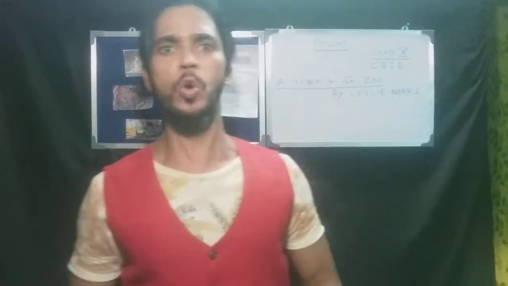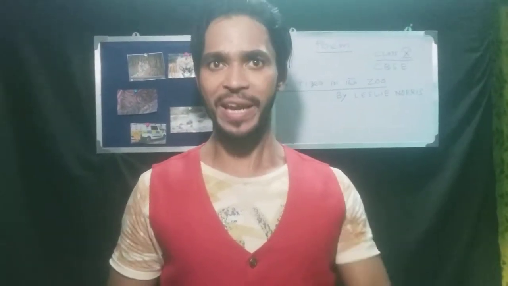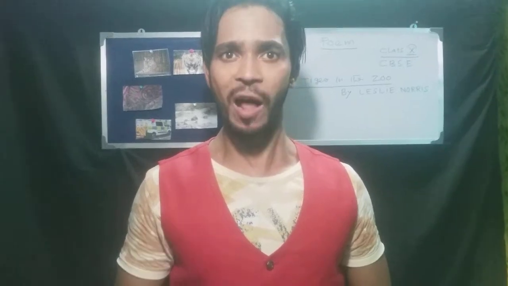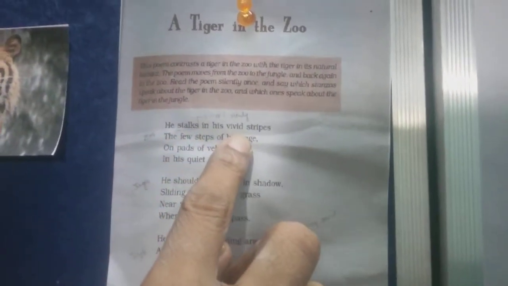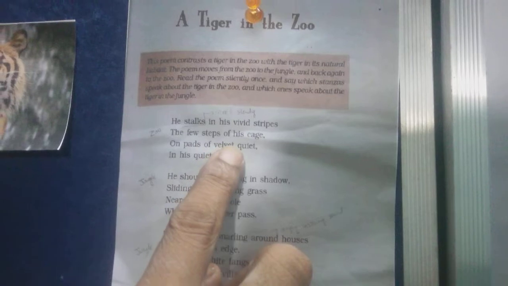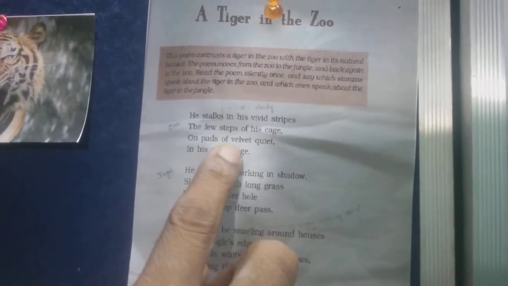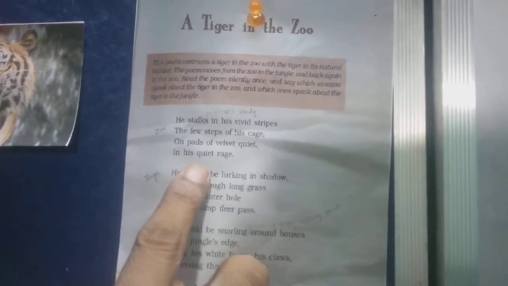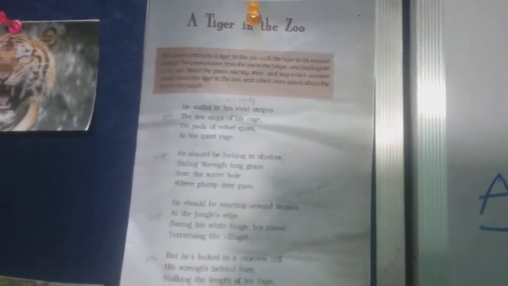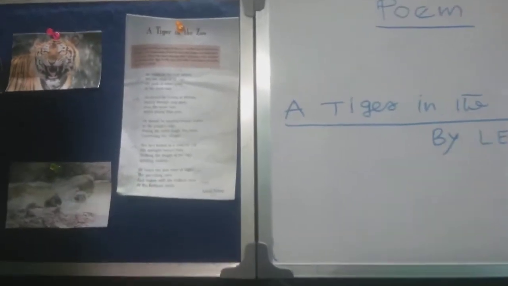Now let's go to read the poem comprehensively and figure out the meaning of difficult words and literary terms as well. Here is the poem: A Tiger in the Zoo. He stalks in his vivid stripes the few steps of his cage on pads of velvet quiet in his quiet rage. Let's check out the meaning of difficult words in this stanza of the poem.